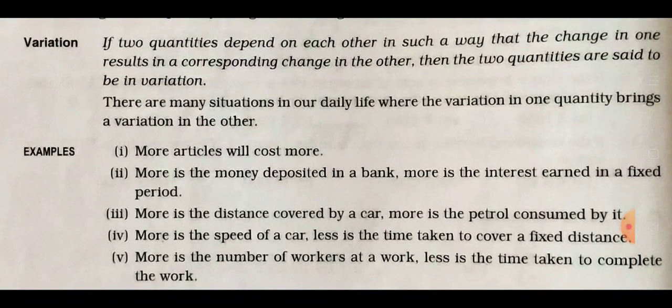Now what is indirect variation? A variation in which both the quantities are not directly proportional to each other. It means that if x increases, then y will decrease, or if x decreases, then y will increase. Such a type of relation always persists in indirect variation. Okay, so let's start with the definition of direct variation.